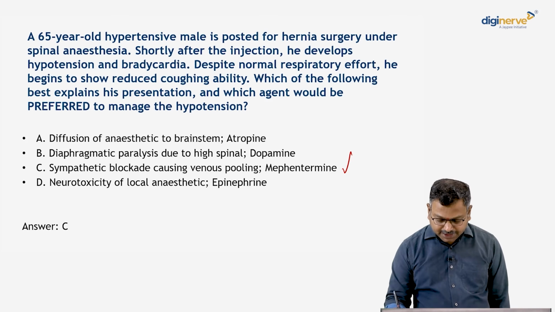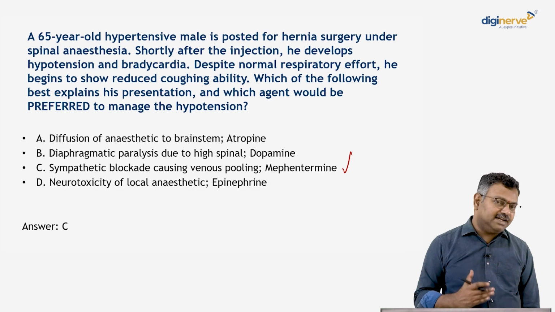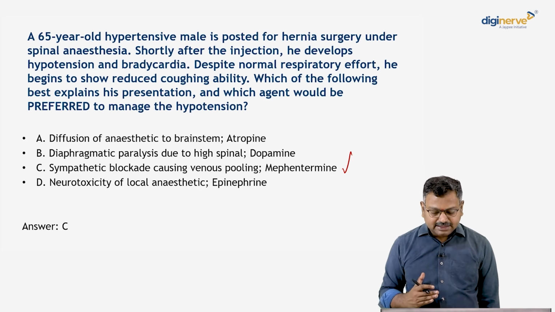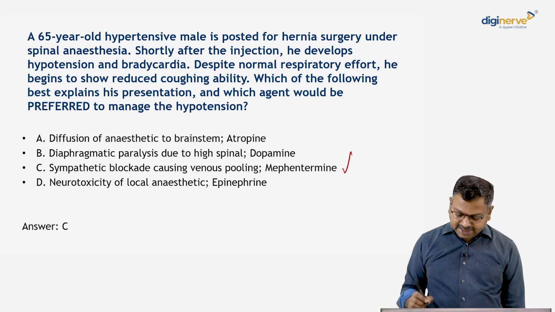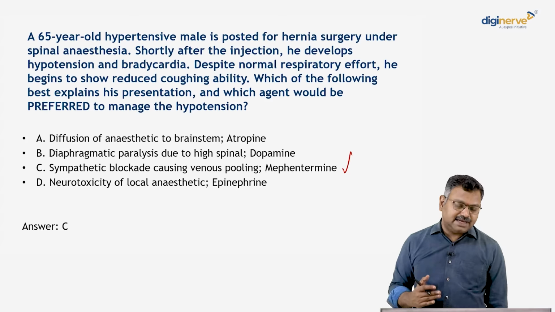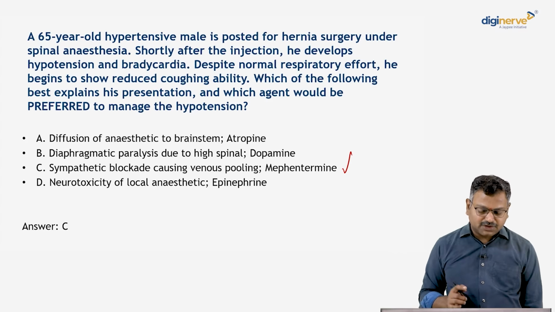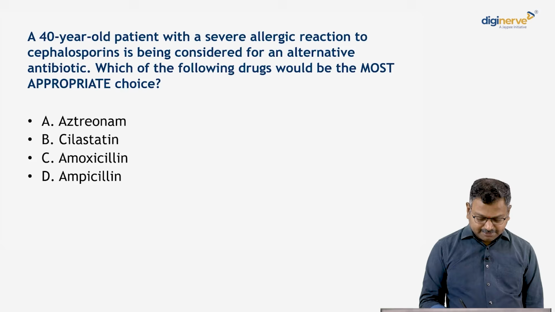Now, diffusion of the anesthesia to the brainstem is very, very rare with spinal anesthesia. Diaphragmatic paralysis is very rare unless the block goes above C3. And neurotoxicity of local anesthetics is rare, but it can cause something like cauda equina syndrome. So the main effect here is sympathetic blockade, and the drug of choice would be mephentermine in that case.